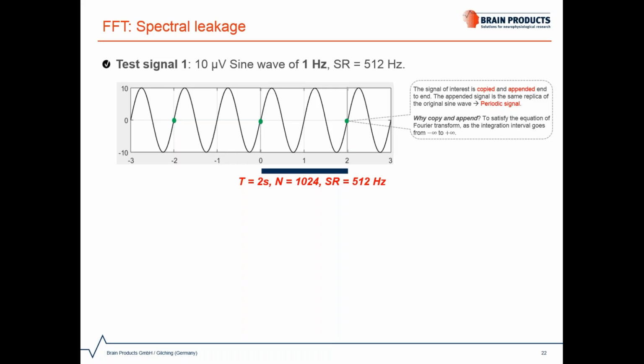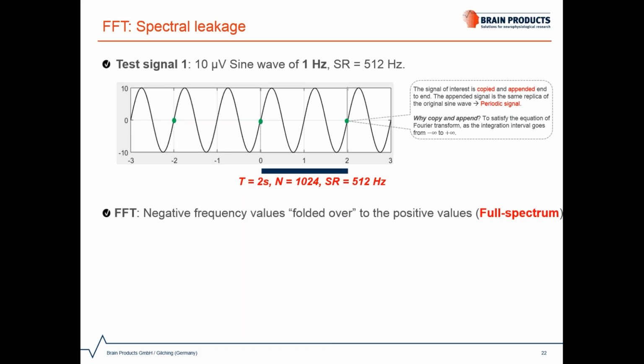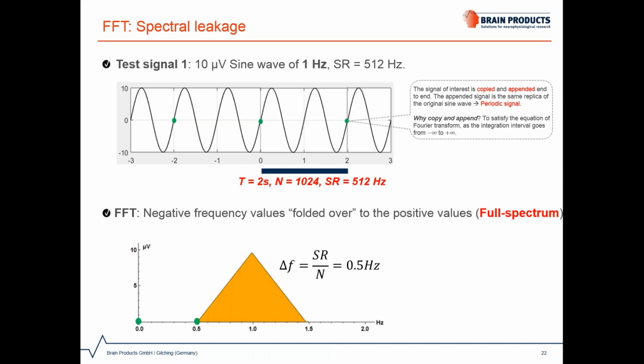Yes, it is a power of 2, as we have seen it previously. Good. Now we can apply FFT and compute its full spectrum. The frequency resolution according to the formula will be 0.5 Hz. This means the frequency bins are spaced 0.5 Hz apart.